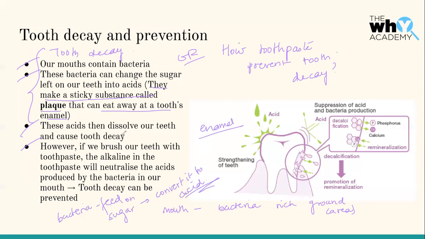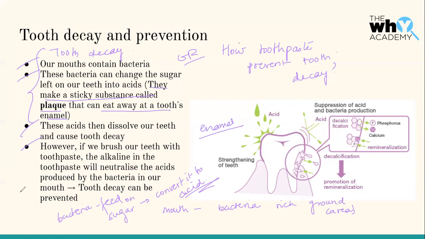And these acids, because they are eating away the enamel, which means your tooth is exposed, can dissolve your teeth and cause tooth decay. Then you have a nice big cavity in your tooth. However, if you brush your teeth with toothpaste, you have an alkaline substance or alkaline compounds present in the toothpaste. Because of that, the toothpaste will neutralize the acid which is being formed. Right.